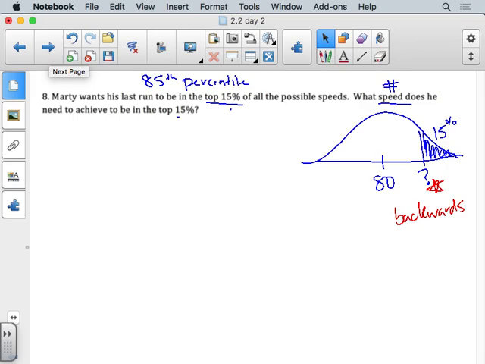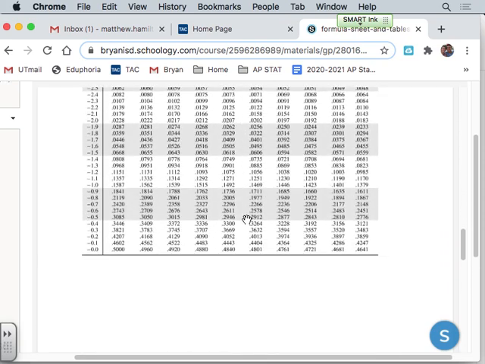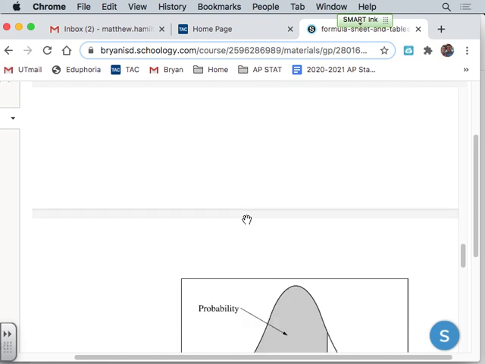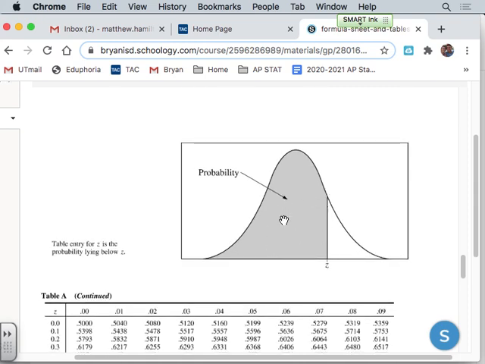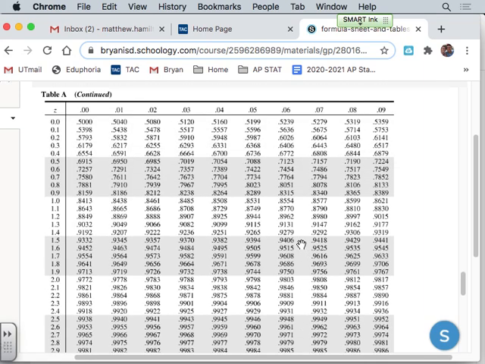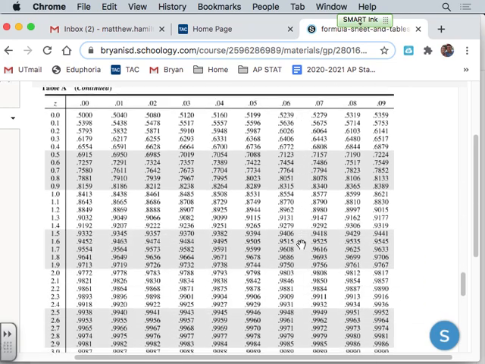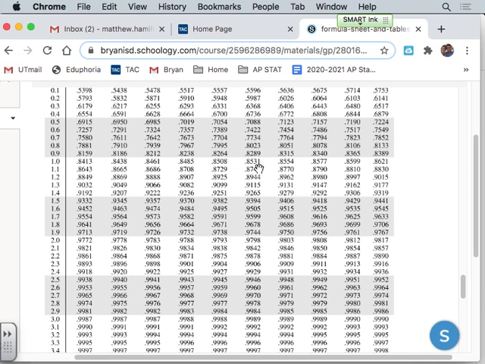So I want the top 15%. This graph is showing a bunch of percentages, so maybe let me zoom in. If we're wanting the top 15%, all these values are less than, so I'm wanting to look for the value that's 0.8500, or the closest thing to it. I want to look for the value at 85%, because that would be the top 15%. All of these values that are positive z-scores are high. So then I've got 8531, 8508, and 8485. So there's not a value that's directly 85%.